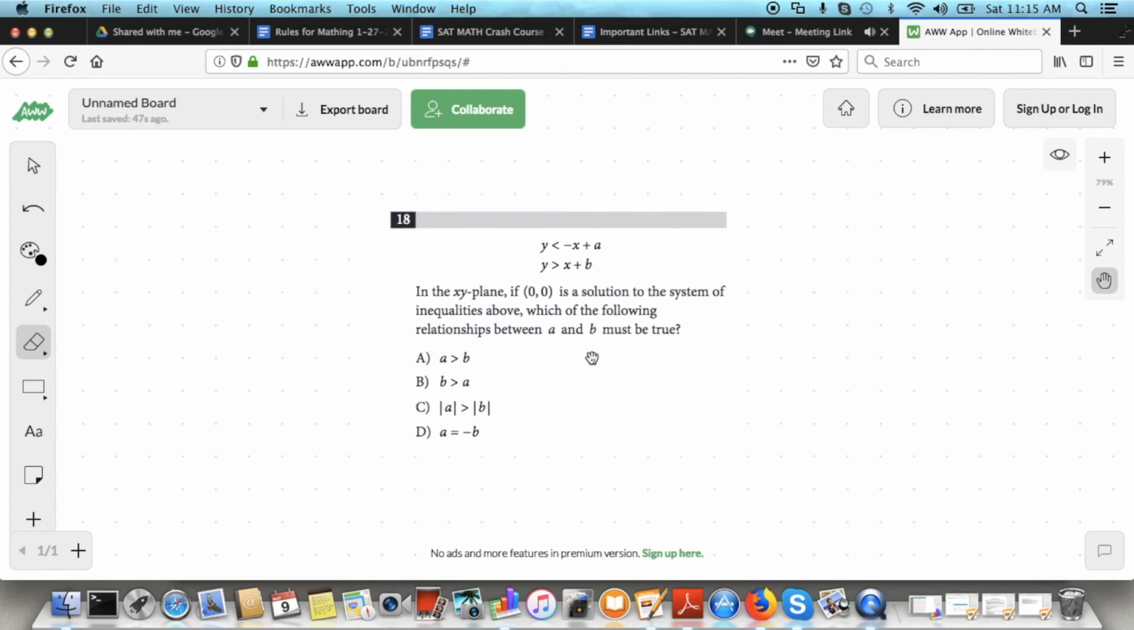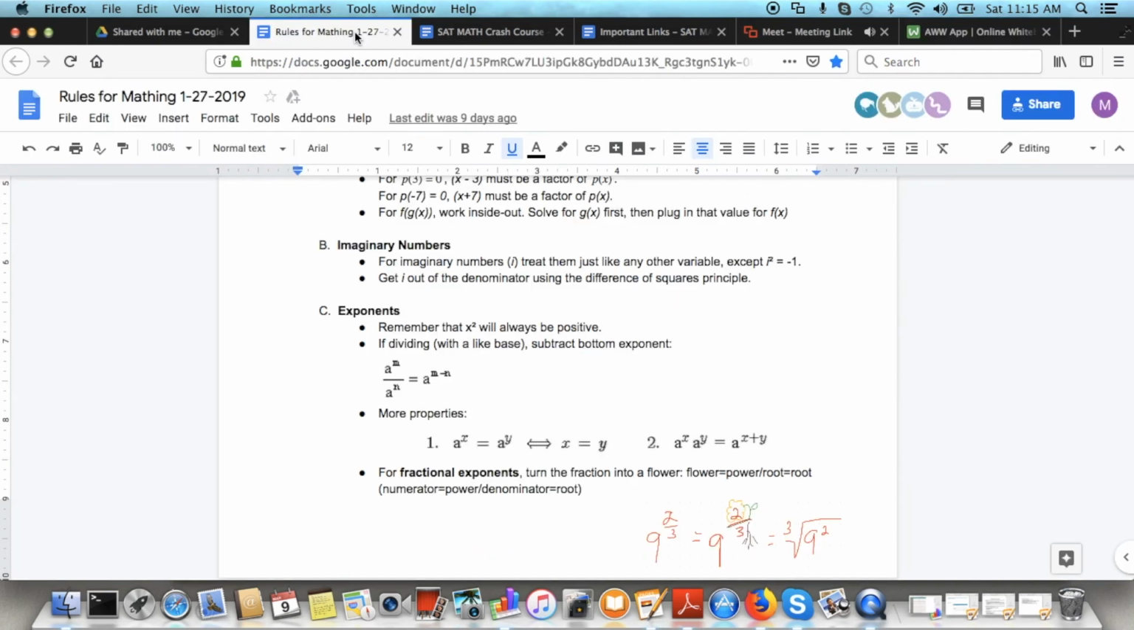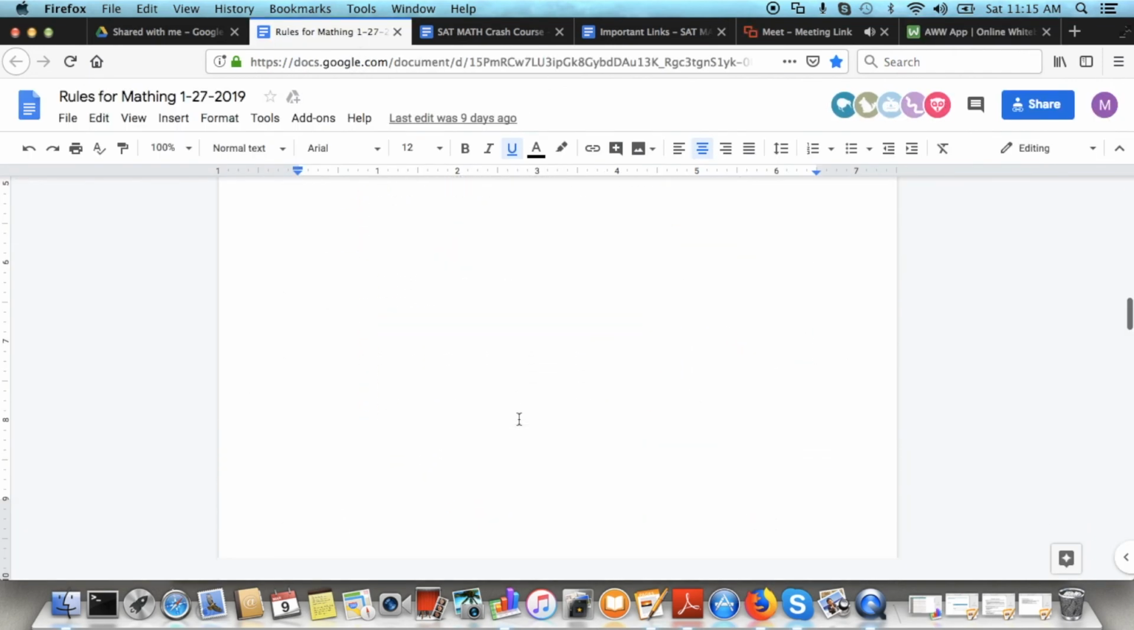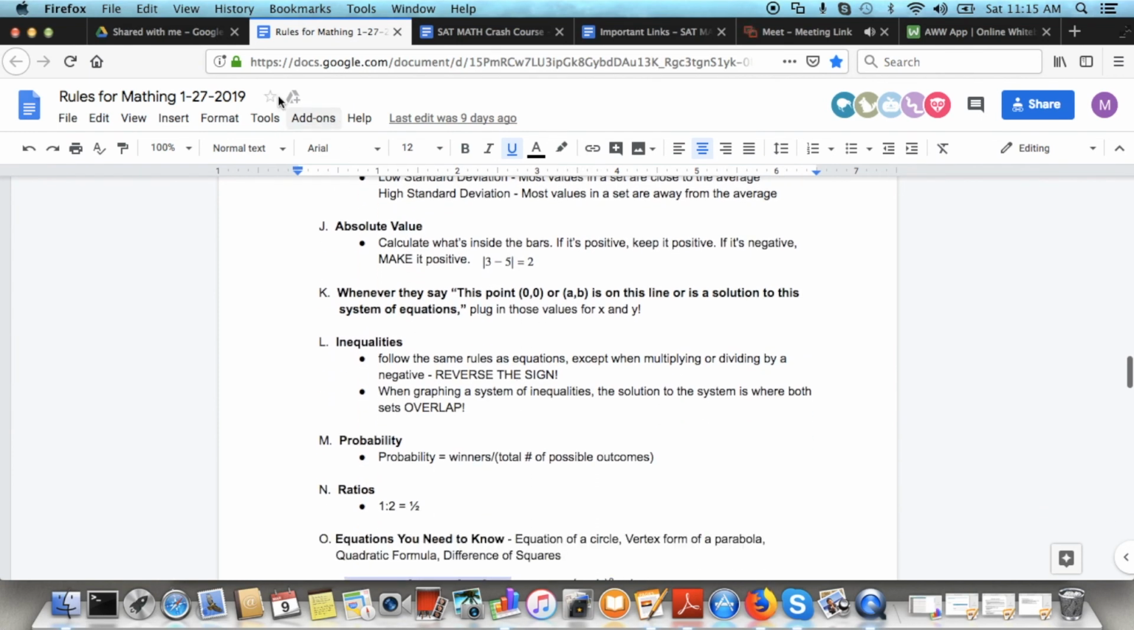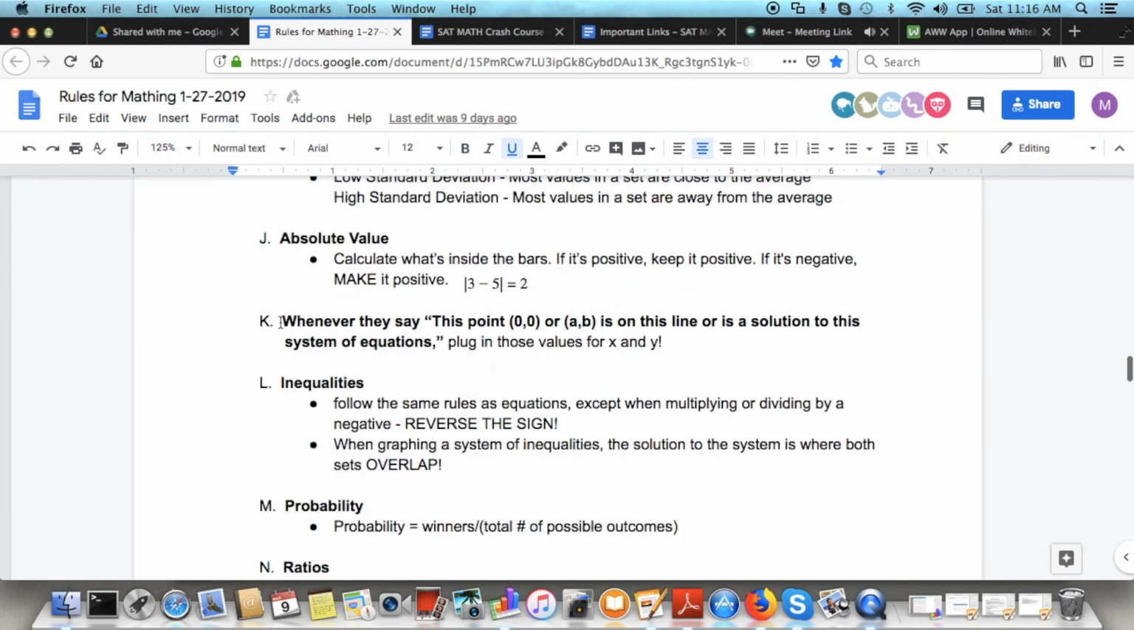Here's what I want to do for this one. Of course, we're going to plug in values for the variable. That's what we're focusing on at the moment. But let's go to the rules for mathing real quick. One of the basic concepts on the basic concept cheat sheet directly addresses this, and this is basic concept K. Okay, Hudson, can you read basic concept K for me, please? This point (0, 0), or (a, b), is on the line or is a solution to the system of equations. Plug in those values for x and y. Okay. Does that make sense?